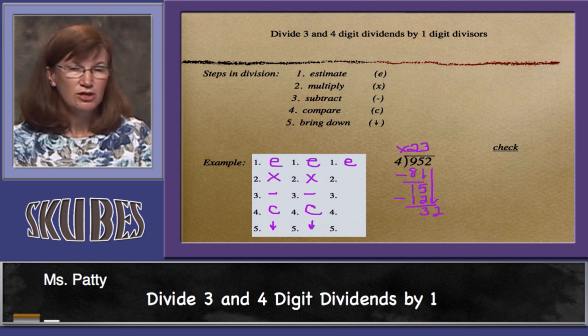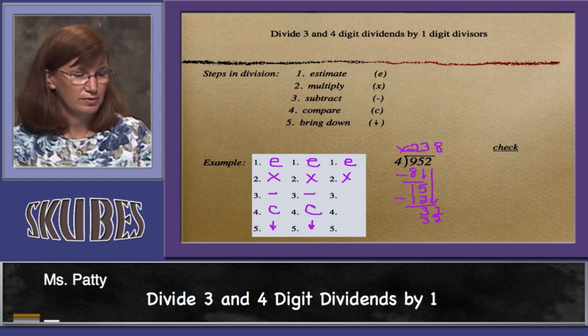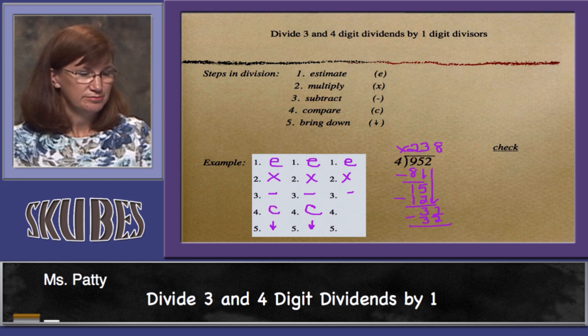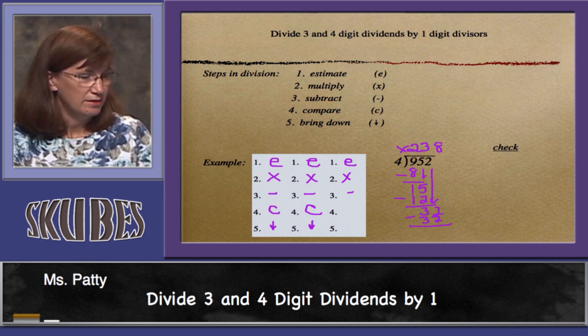I estimate. 32 divided by 4. Well, if you know your 4 times tables, you know that that's 8. Now I multiply. 8 times 4 is 32. I'll subtract, and I get 0. Now, I'm going to check. I did all of my steps. I'm going to write them down.